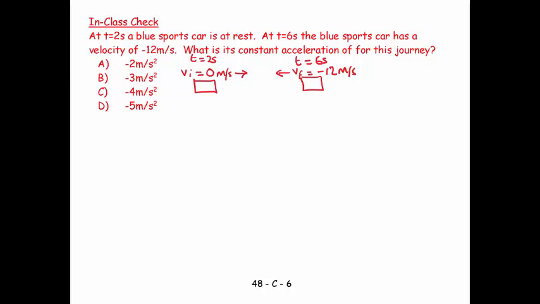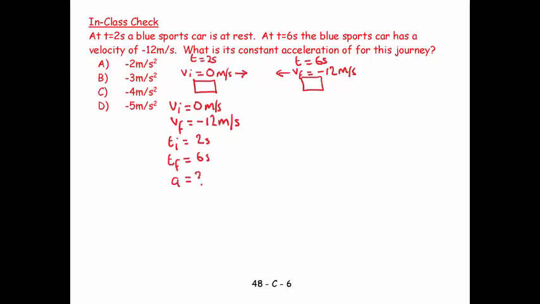Then it says, what is the constant acceleration for this journey? I'm a big believer, especially when you first begin, of drawing a diagram, because you're going from words to pictures, and then you make a list of what you know and what you don't know. And what I know is that Vi is equal to 0 meters per second. I know that Vf is equal to minus 12 meters per second. I know that t initial is equal to 2 seconds. I know that t final is equal to 6 seconds. And I'd like to know what my acceleration is.